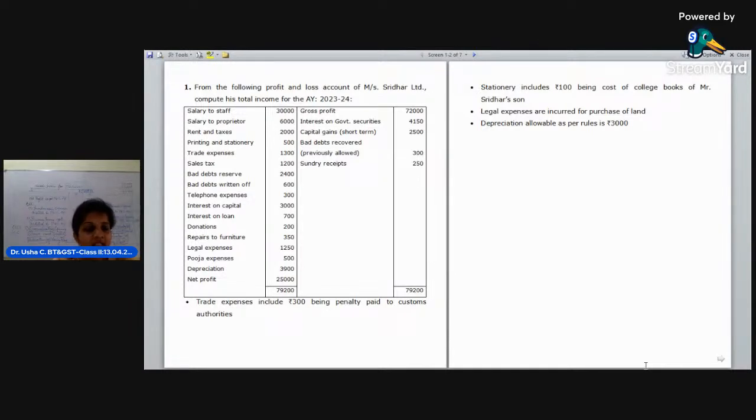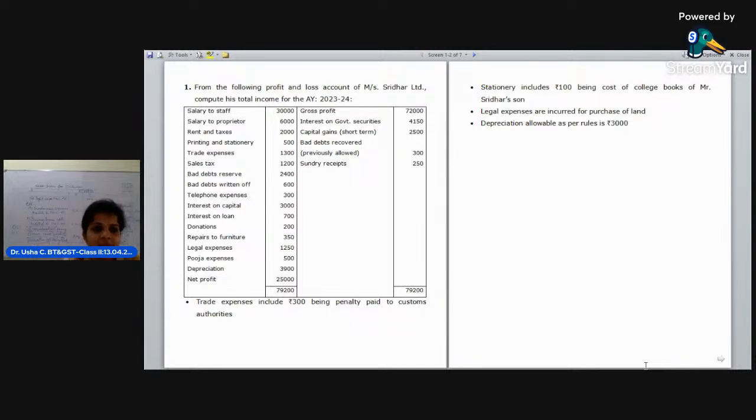Next, bad debts reserve. Any amount of provisions or reserve fund which is created is not allowed. So this bad debts reserve is an inadmissible expense. Whatever is debited and deducted must be added back. Inadmissible expenses. Look at the board. Yes, inadmissible expenses have been deducted. We need to add it back.